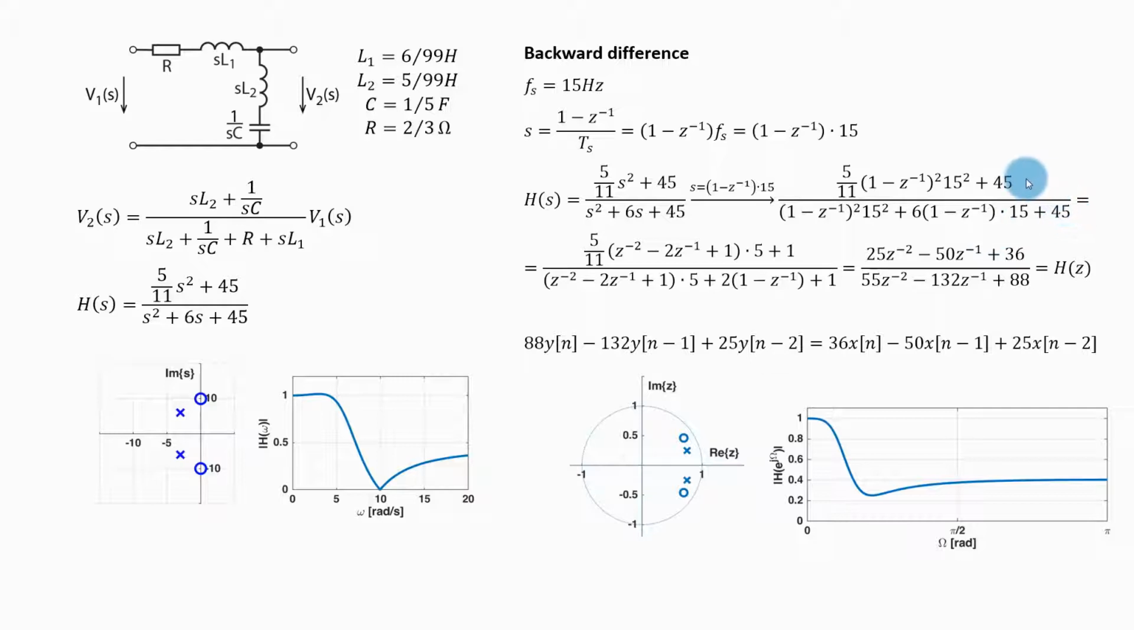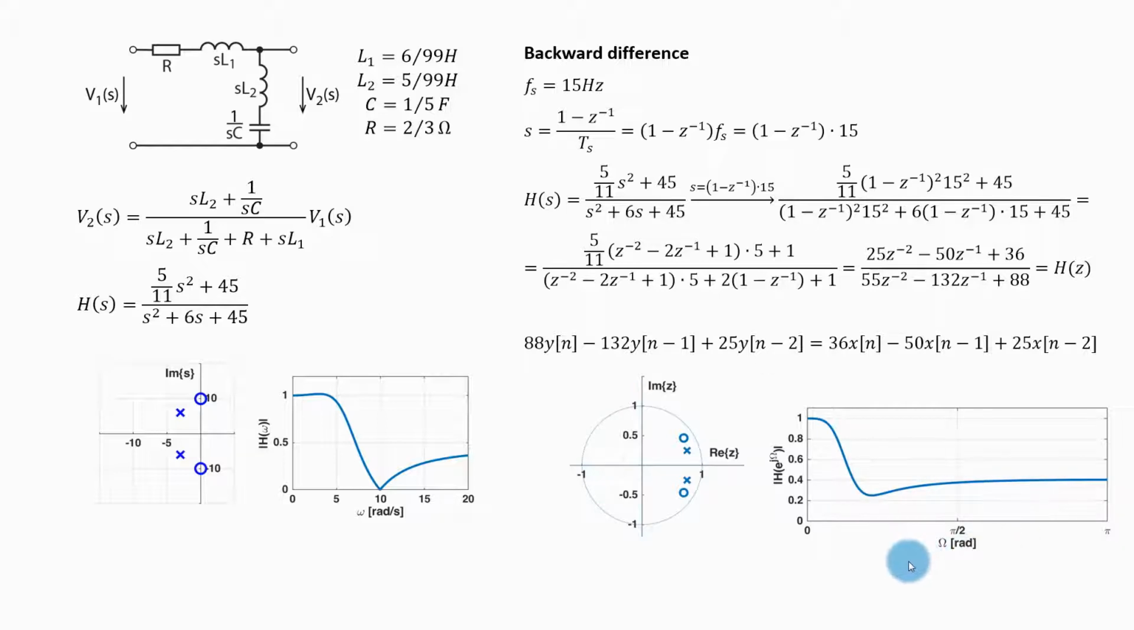Here I can divide both the numerator and the denominator by 45, and I can expand this square and this square. That will give me this, and here I just need to collect the coefficients for the individual powers of z. That will give me this, and this is the transfer function of my discrete time system. Here I can identify the individual coefficients of the system and write the difference equation. When I numerically compute the zeros and poles of this transfer function, I will get this plot. And when I compute the frequency characteristic of the discretized system, I will get this.